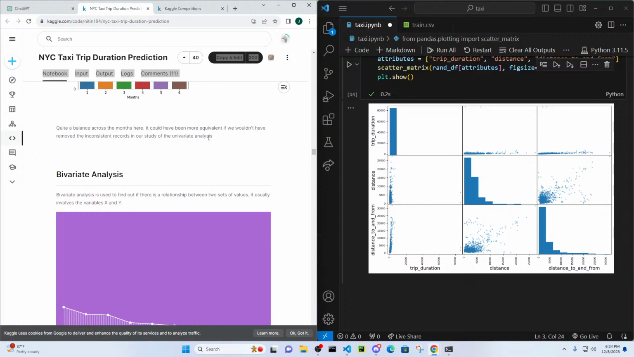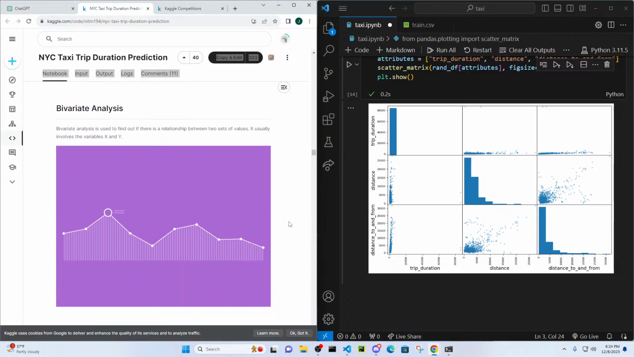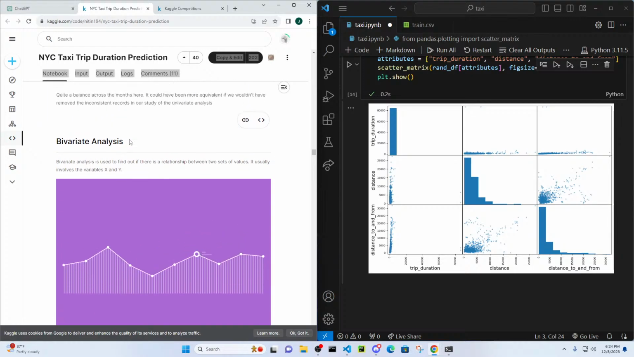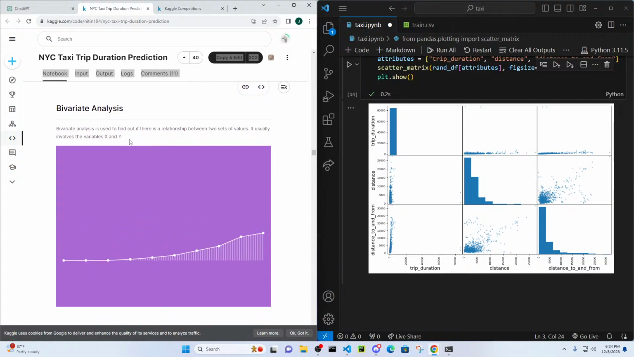Bivariate analysis. So does anyone know the difference between a univariate analysis and bivariate analysis? I know someone mentioned it last week. Well, the uni has got to be one variable, and the bi has to be two. Univariate might be mean, and bivariate might be a correlation. Okay. Bivariate analysis is used to find out if there's a relationship between two sets of values. It usually involves the variables x and y.